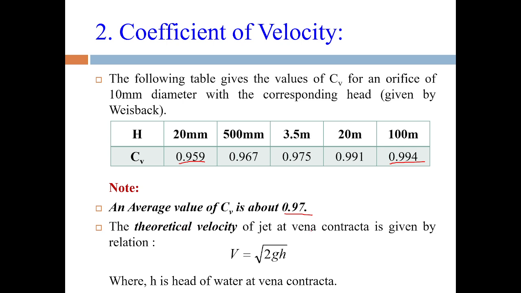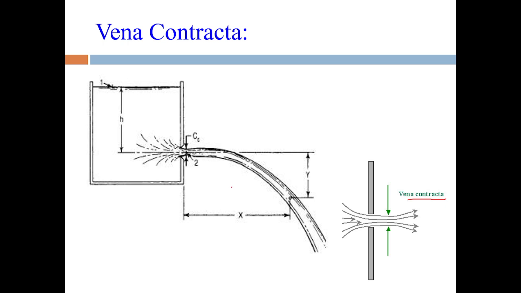Okay, the theoretical velocity is very simple to calculate. It is under root 2gH, simple. H is the head of water at vena contracta. This is H, from the center of the orifice to the top of water level.